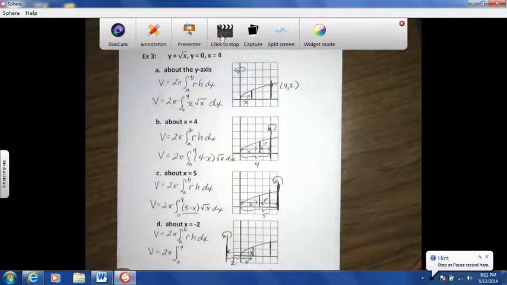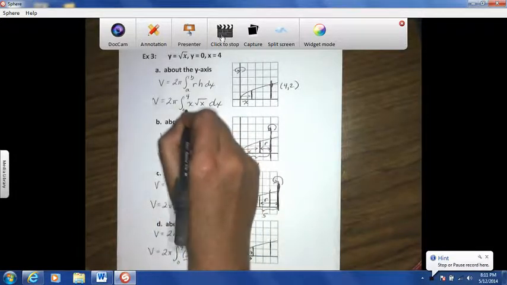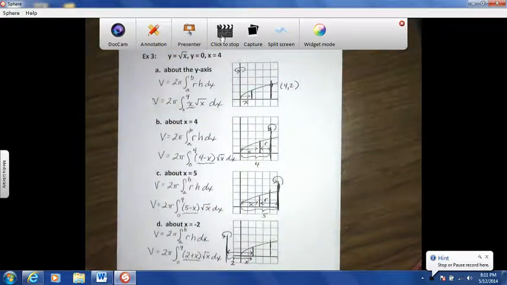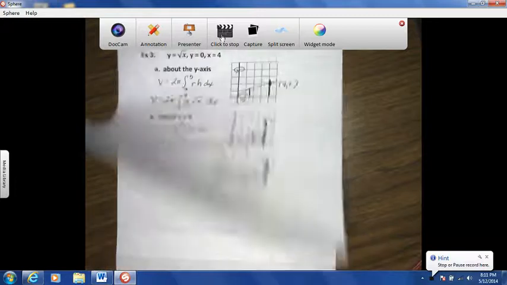plus x. So 2 plus x for the radius. The height is still top minus bottom, which is the square root of x, times the differential dx. So all four of these were rotated around a vertical line. However, the only thing that changed from one integration setup to the other was the radius, the distance away from the axis of rotation. All right, let's try some horizontal ones.